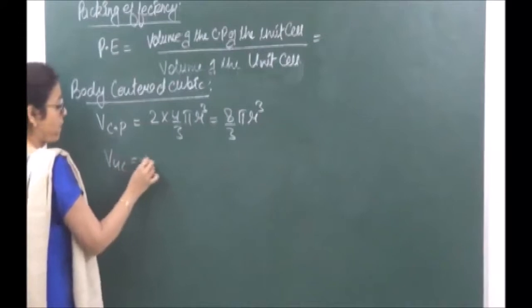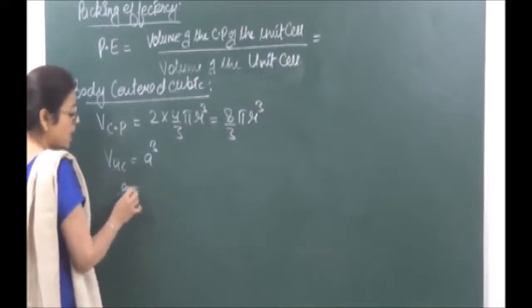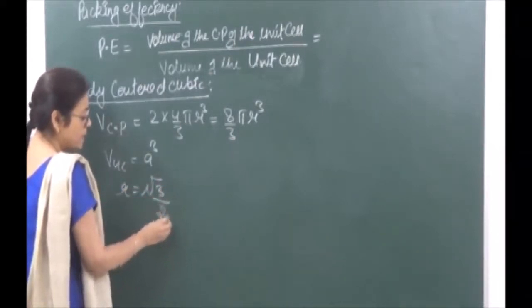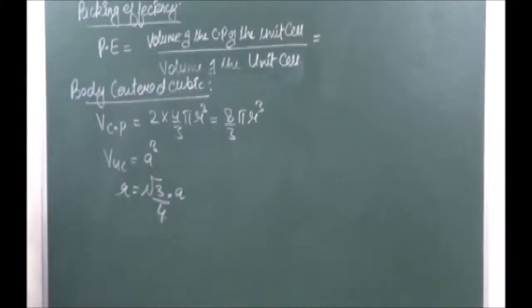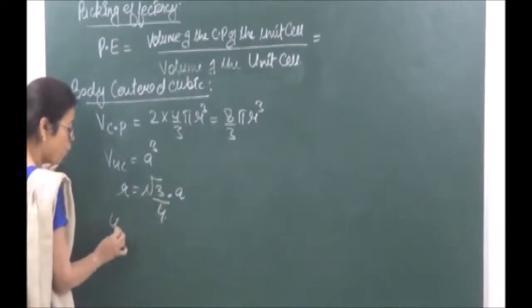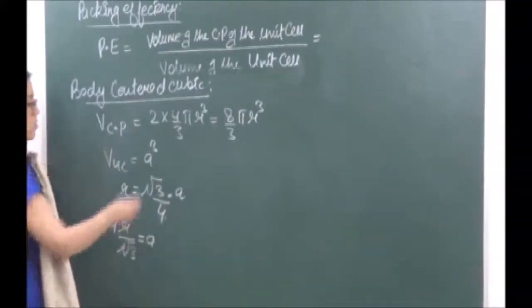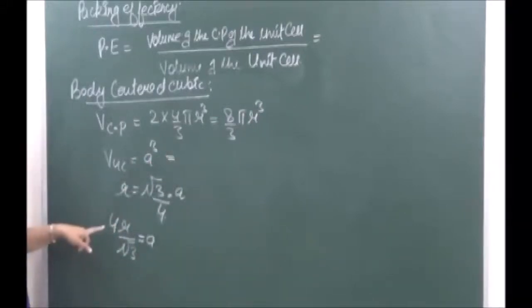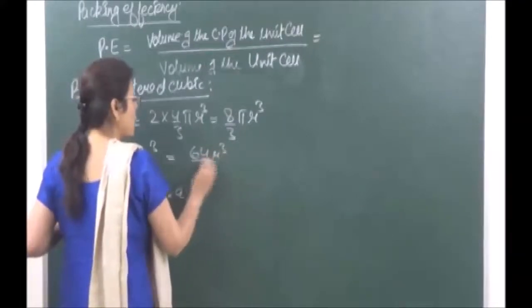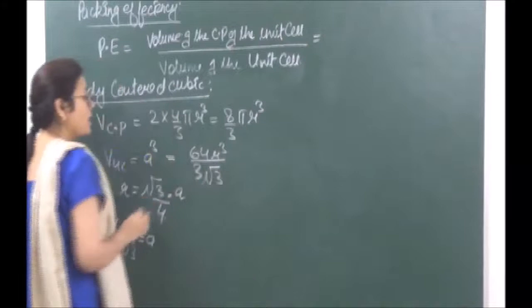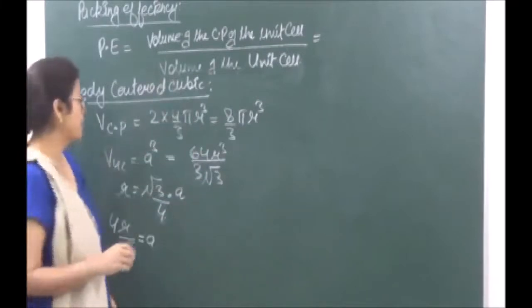Then volume of the unit cell, A cube, right? For body center, the relation is R is equal to under root of 3 by 4 into A. Okay, so what is A? 4R upon under root of 3, that is A. So what is going to be A cube over here? 4 4s are 16, 16 4s are 64, R cube upon 3 under root 3. Clear?